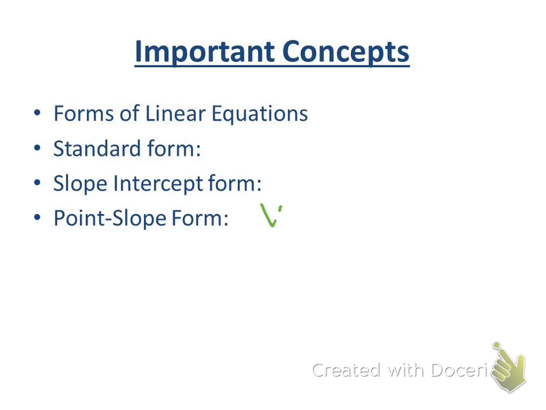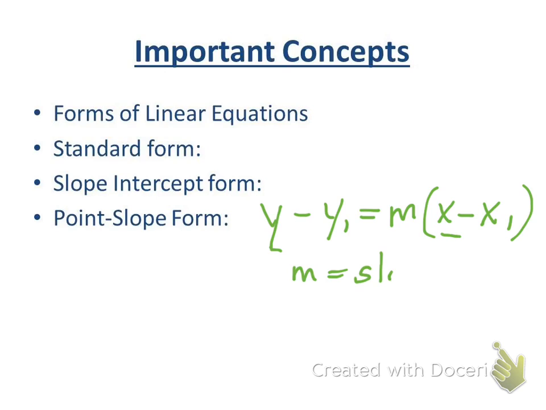All right. Y minus y1 equals m times x minus x1. Now in this formula, x and y are variables, right? M is the slope, and x1, y1 is a point that the line passes through.